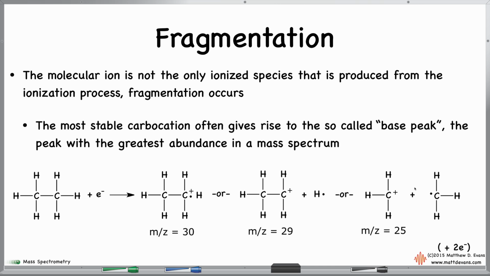What else can happen? We can have complete fragmentation of the molecule. So it breaks in half. One half produces a carbocation, the other half becomes a radical, and the carbocation here has an atomic mass of 25 atomic mass units.